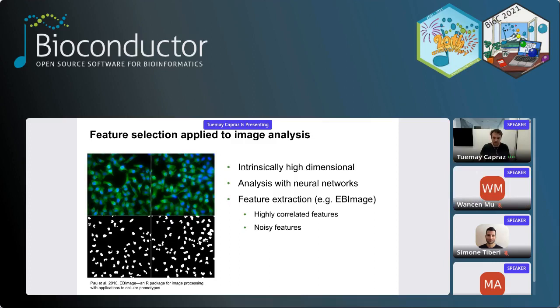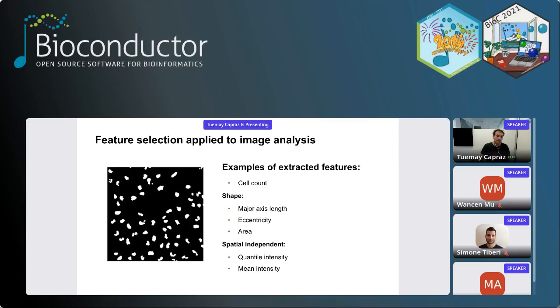As an example, again, this picture of the segmented nuclei: one example of an extracted feature could be the cell count, simply counting the nuclei, or some shape features, for example, the major axis length of this circular or elliptic nucleus, eccentricity, which is a measure related to the ratio between major and minor axis, not exactly, the area, or shape independent or spatially independent feature sets such as quantile intensity or mean intensity. What you can already see is that the area feature, for example, is of course dependent on the major axis length, and there's some correlation.